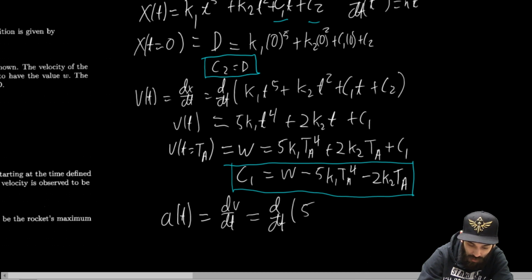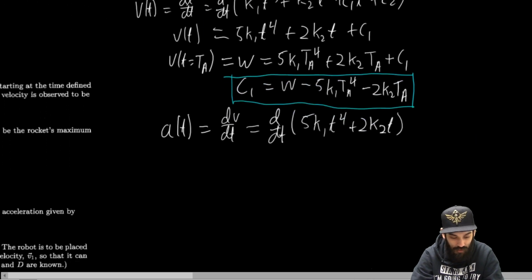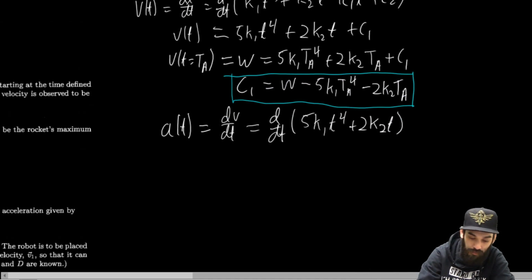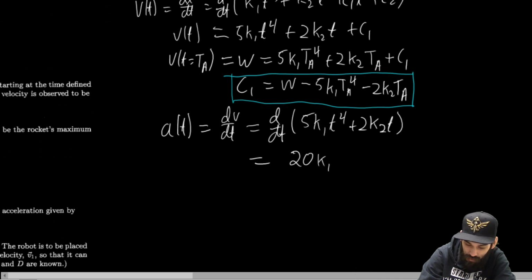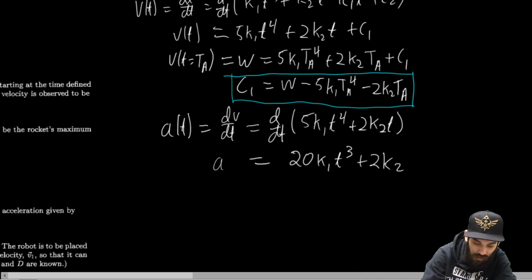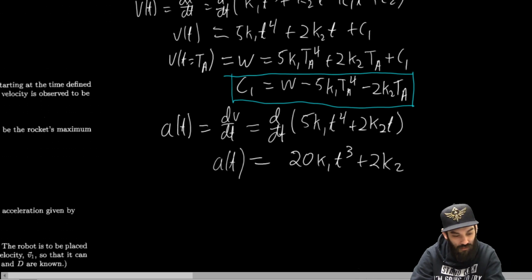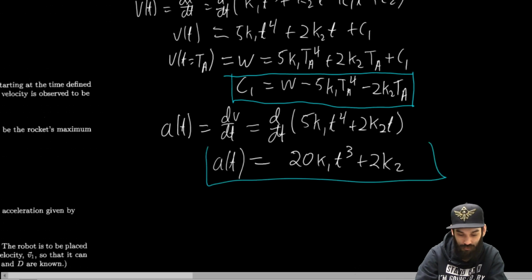So this is going to be 5 k1 t to the fourth plus 2 k2 times t. Take our derivative with respect to time, term by term. This says that this is going to be equal to 20 k1 t cubed plus 2 k2. Okay, and that's our acceleration as a function of time. So that's the first question.